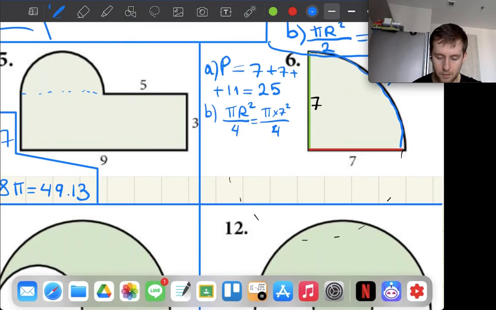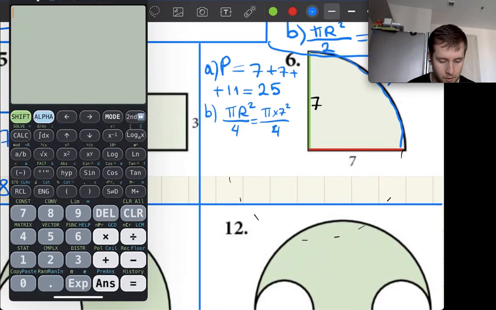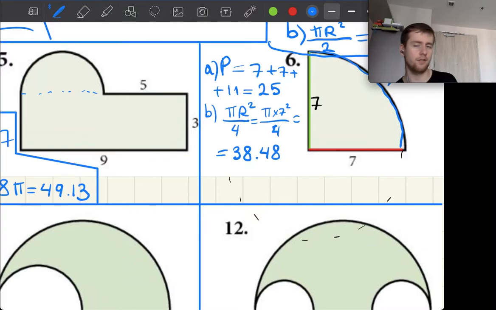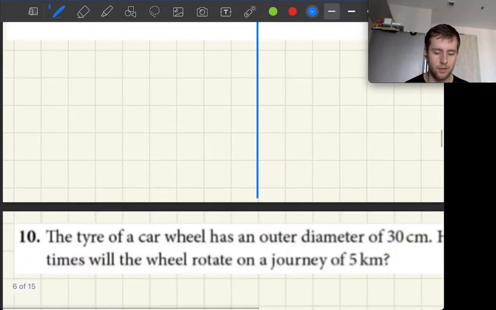Let's just type it in the calculator like this. So we have pi times 7 squared is 49, times pi, divided by 4. Yeah, 38.48. It's equal to 38.48, like this.